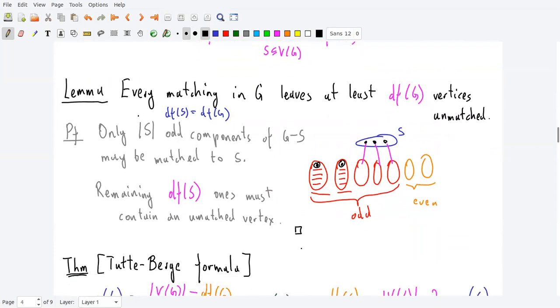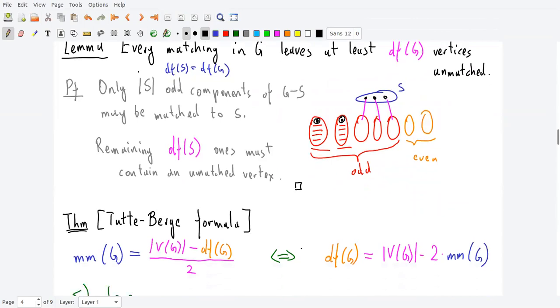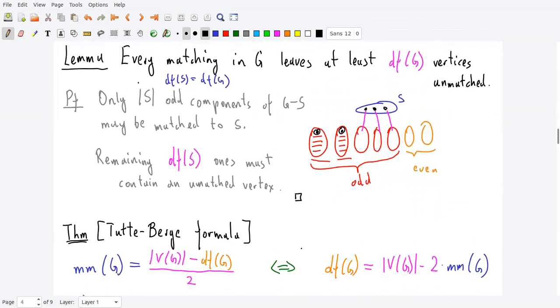Right, and then we have the Tutte-Berge formula. The Tutte-Berge formula says that this lower bound is actually tight. So I think that it is easier to grasp the Tutte-Berge formula in this form. And this form tells you that on the right hand side, we've got the vertex count minus twice the size of the maximum matching, which is exactly the minimum number of vertices unmatched.